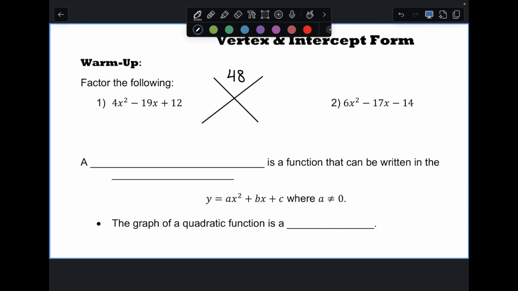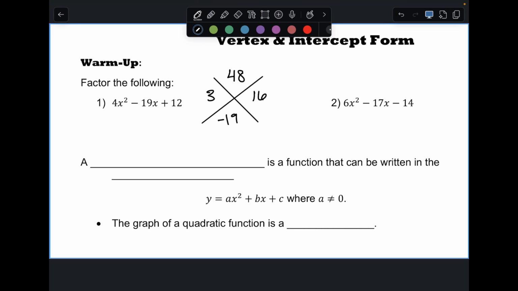48. How did I get 48? Yeah, A times C, 12 times 4. And add to negative 19. Any thoughts? 2 and 24 doesn't work. So we would go up more. 3 times what is 48? What's 48 divided by 3? 16. 3 and 16. Looks like it will add to 19.